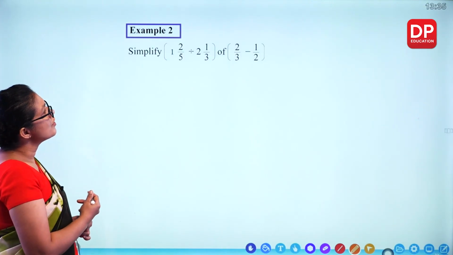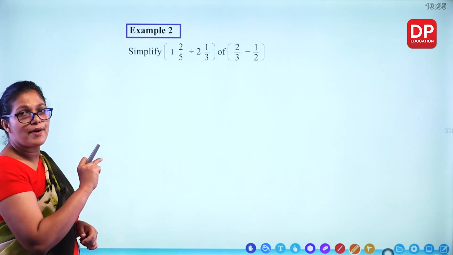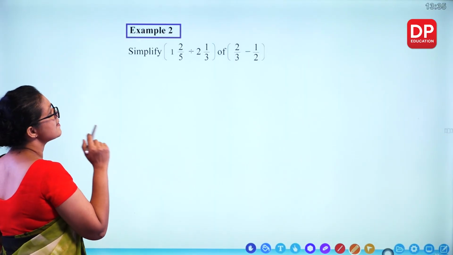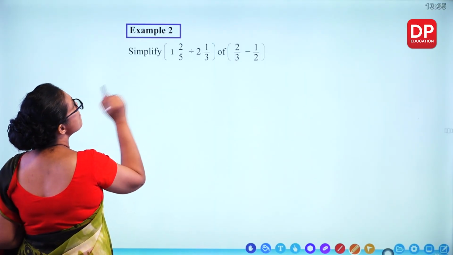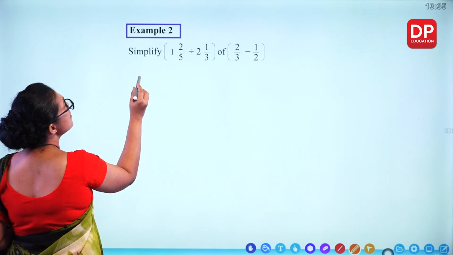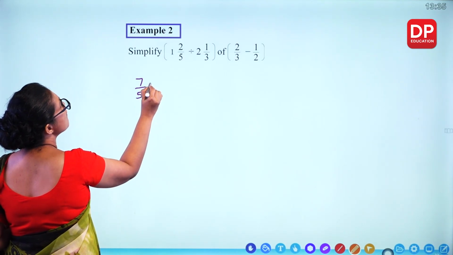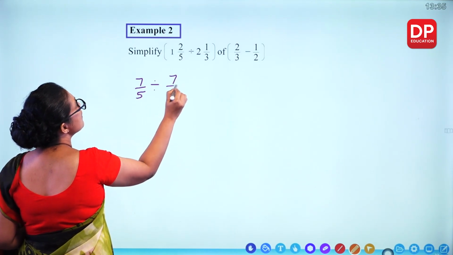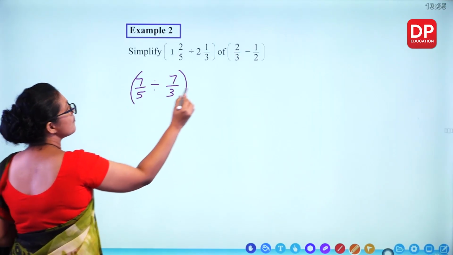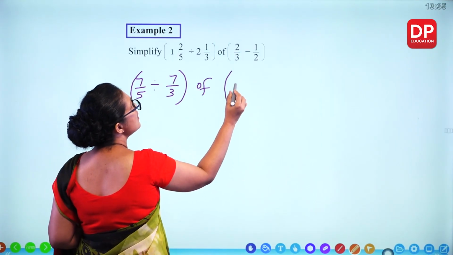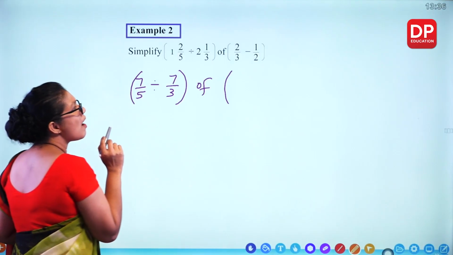Example number 2, you get 2 brackets. So simplify separately inside brackets and then consider of. Convert to improper fraction. 7 over 5. Divide by 7 over 3. Of. And this one, 2/3 and half.